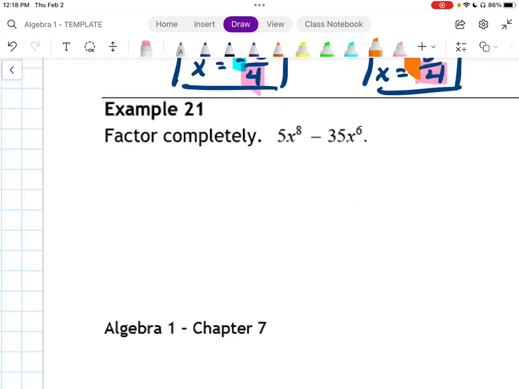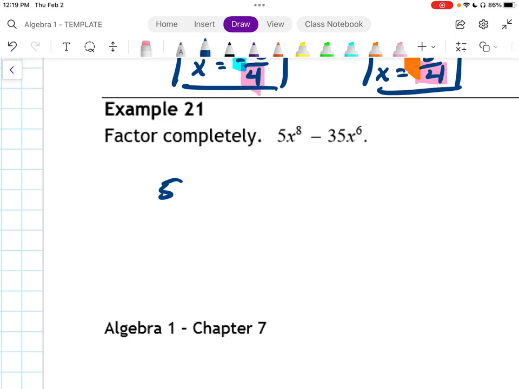We want to factor this. We want to undo distribute. We want to pull out the biggest numbers that we can. We want to pull out all that we can. Starting off, I like to look at the numbers right here. We have a 5 and a 35. We could divide both those numbers by 5, right? That means we could pull out a 5.